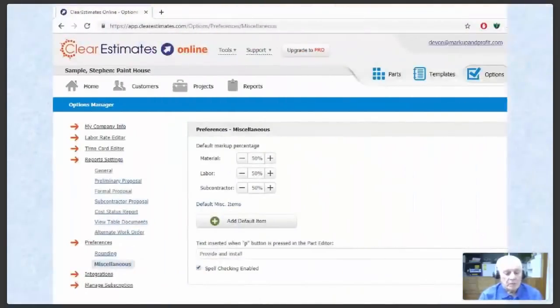Now, where does your markup go in your Clear Estimates program? Notice right here. It goes right in there. A 1.5 markup will show up as 50, 50, and 50.